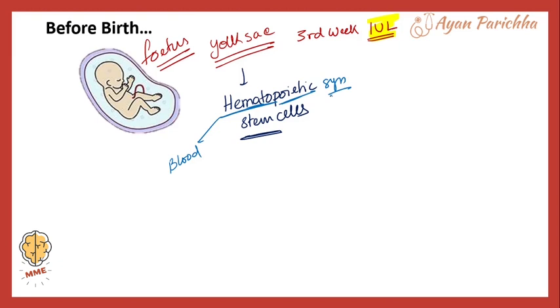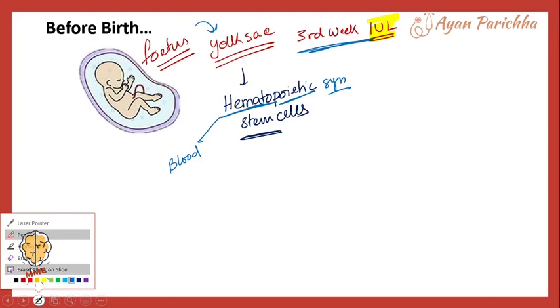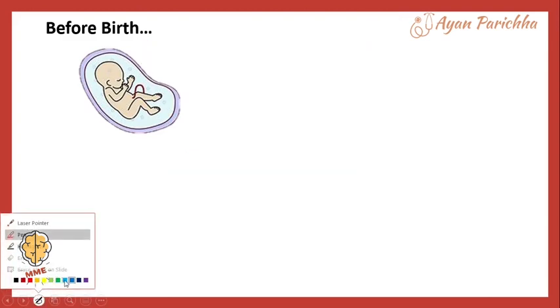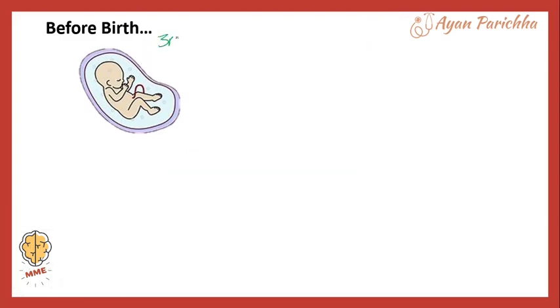So what we learned is something known as fetus. In the fetus, we have something known as the yolk sac. In the yolk sac, around third week of intrauterine life, what appears? Certain cells appear. What are those cells? Those cells are hematopoietic stem cells, right? So basically, let's shrink this up. What happens? It is third week, IUL, and over here HSC occurs in the yolk sac, right?